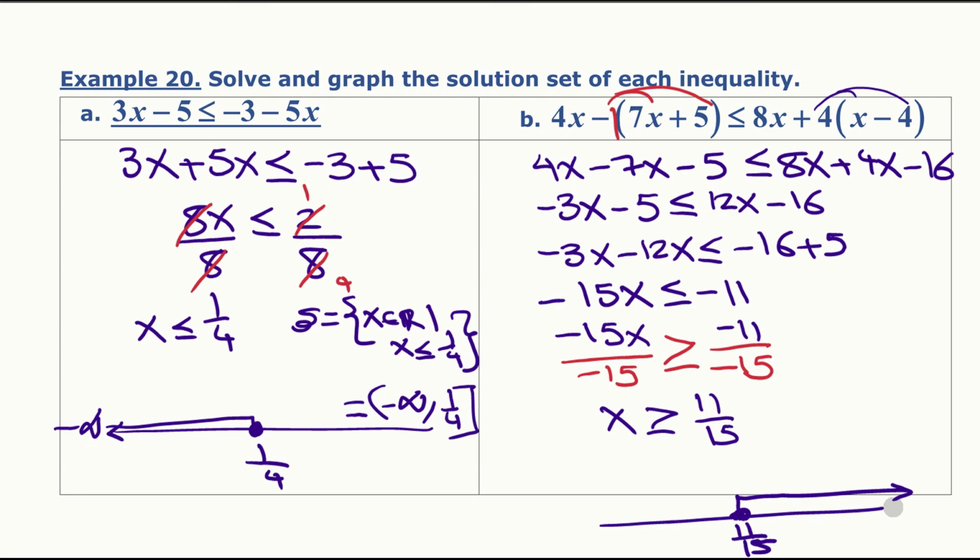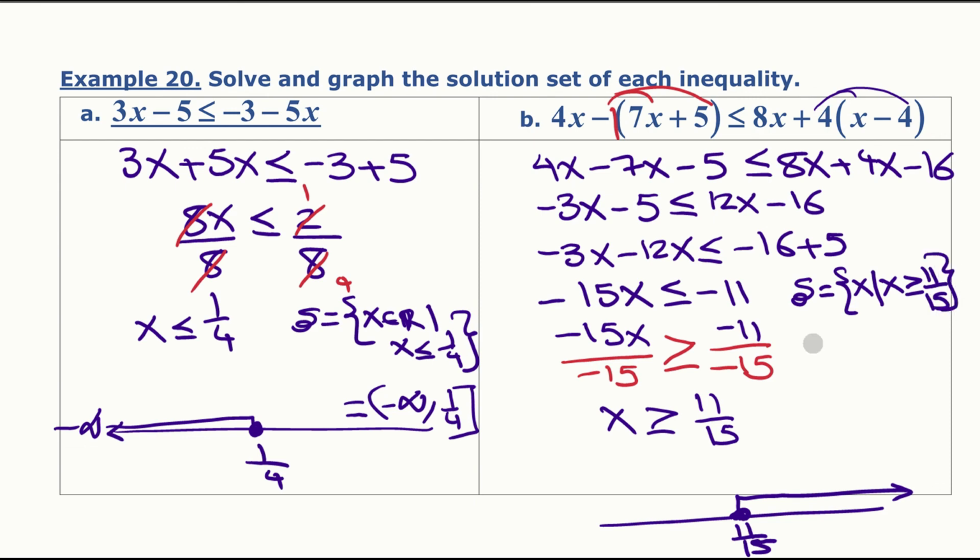Okay, so the set builder notation here will be S equals all x. Sometimes we don't put the plus R, assuming that it's clear, such that x is greater than or equal to 11 over 15.